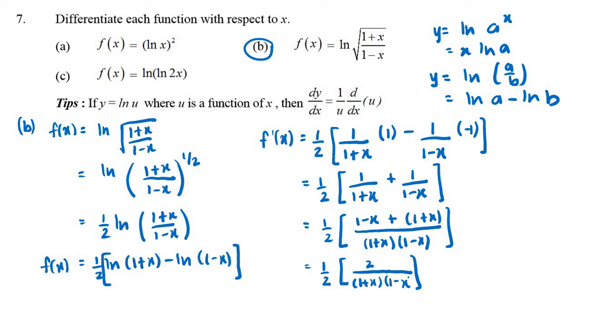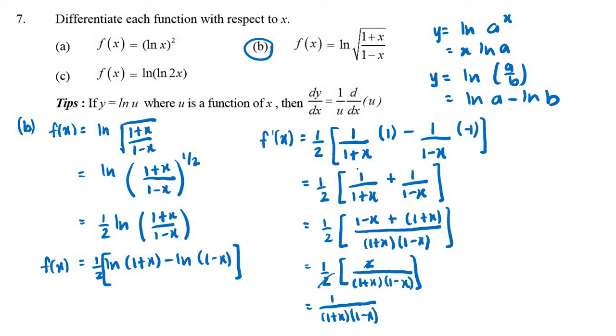Okay, that's what we have. And then the next line, of course, we will just simplify this. And hence our final answer is 1 over (1 plus x)(1 minus x). So that is the derivative for this function.